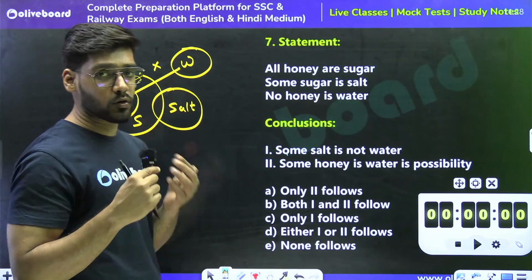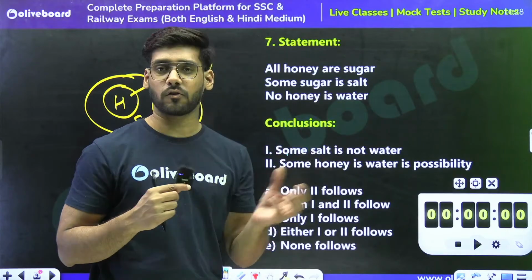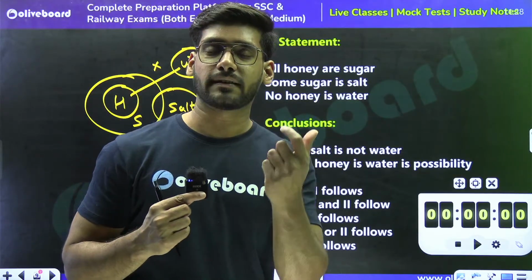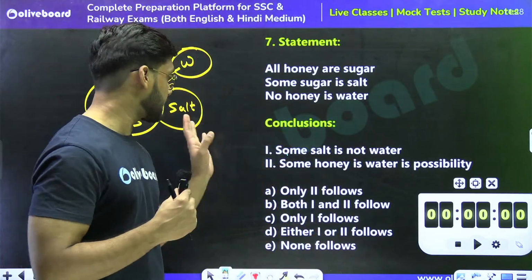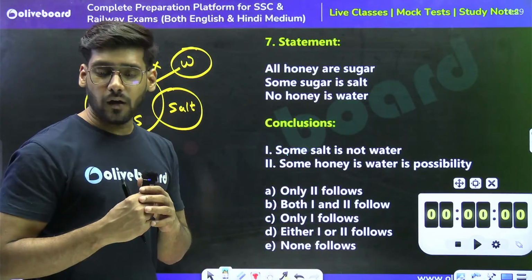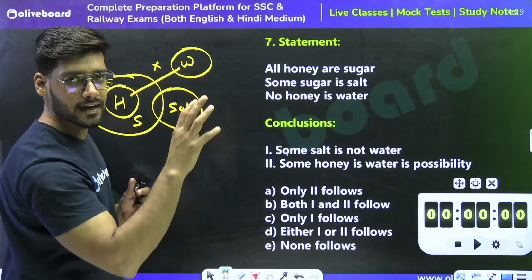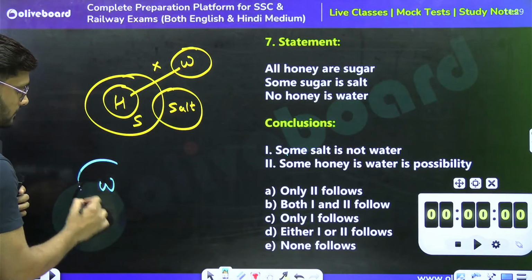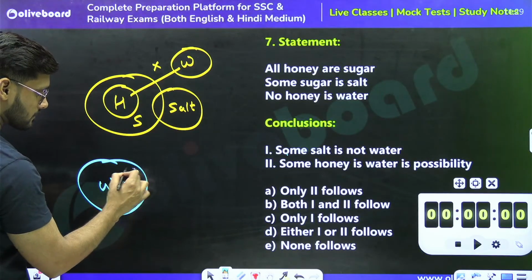And one more thing, whenever we get a conclusion like "some not", like some salt is not water, you can do one thing that will always be true. What is that? Some salt is not water. He is saying that there are some salt which are not water. So I am saying let's try to put all salt into water. Can I put all salt into water? Let's see. This was water. I am putting all the salt inside the water.